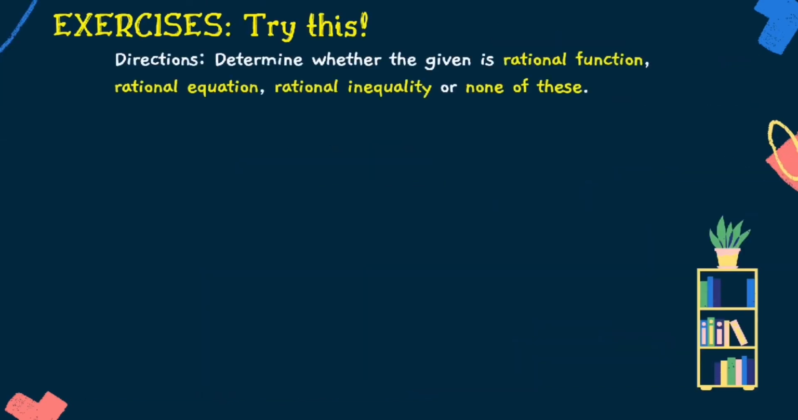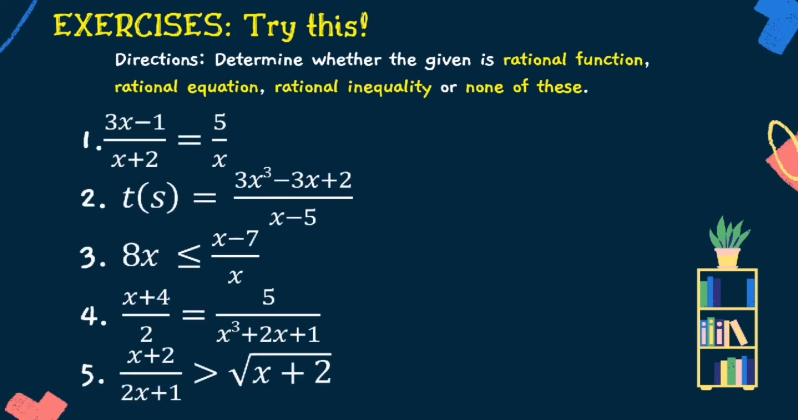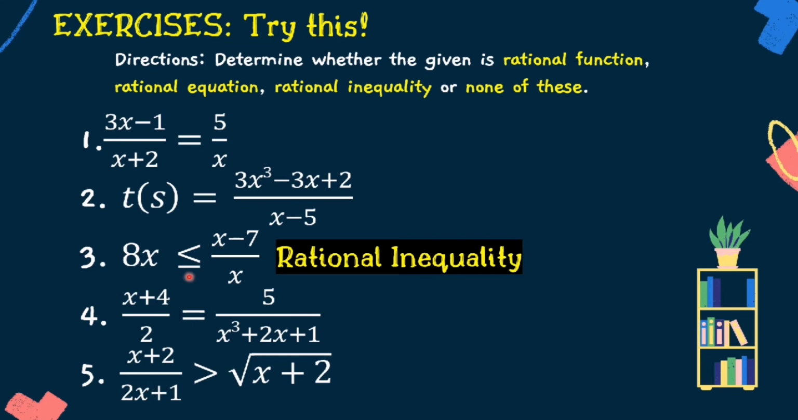Okay, so try this exercise. Determine whether the given is a rational function, rational equation, rational inequality, or none of these. So for number 1, we have, number 3. So our number 3 is an example of rational inequality because of the presence of the inequality symbol less than or equal to.